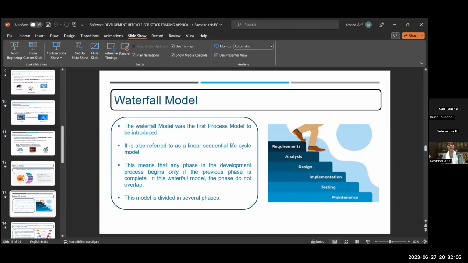Basically, the waterfall model is a linear model. It is designed for small projects. There are several phases: requirement analysis, where we gather the information from the clients; analysis, where we analyze the software design; the design phase, where we design the software; then implementation, testing, and maintenance.